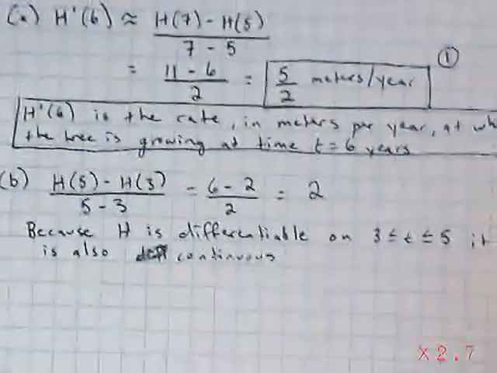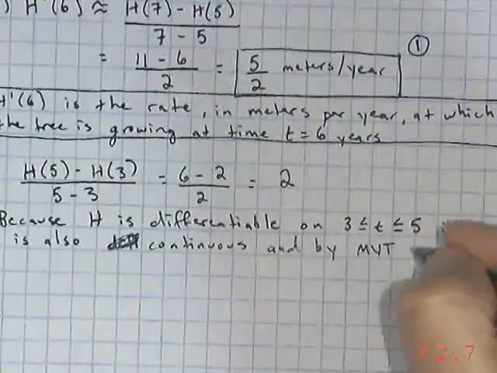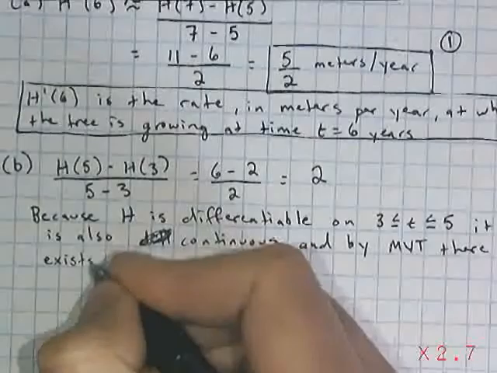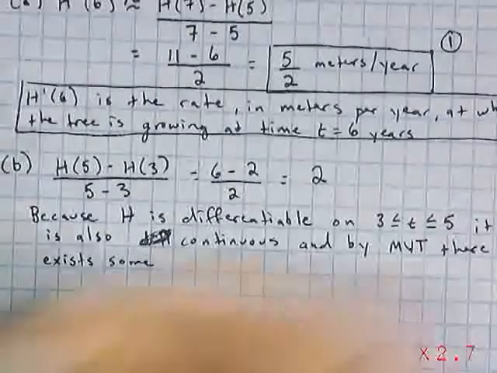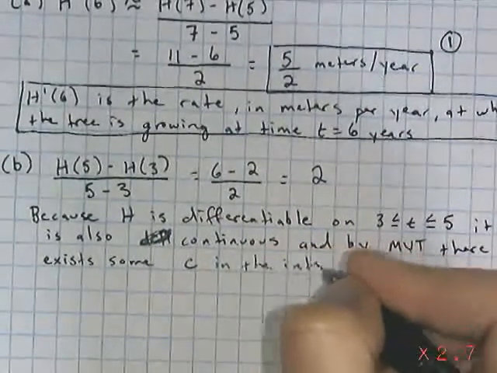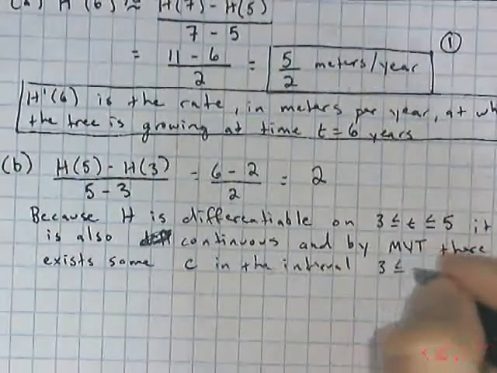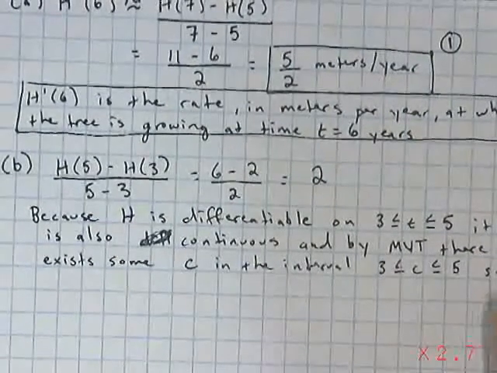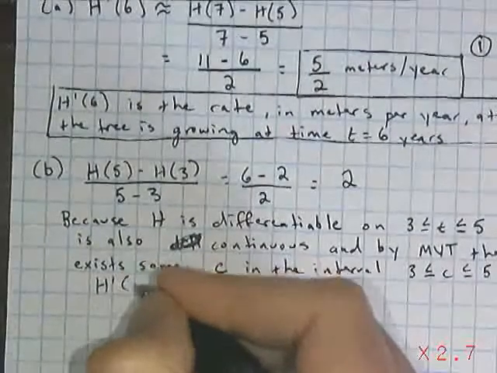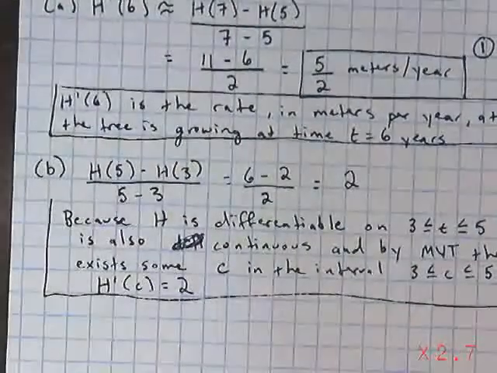And now we can invoke MVT. And by MVT, and again, readers will know what MVT means, there exists some, call it C, in the interval between 3 and 5, such that h prime of C is equal to 2. Box it up.